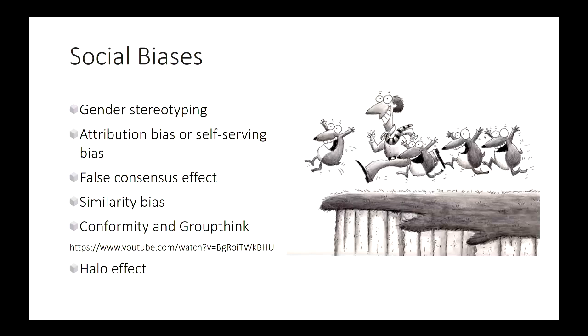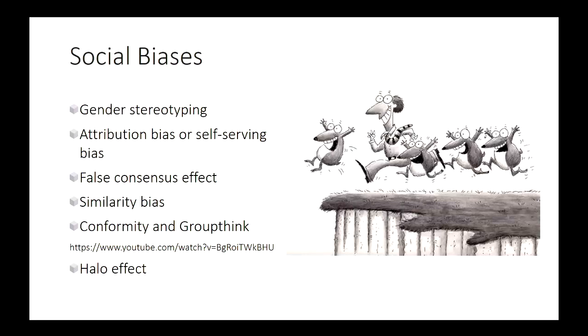"If I'd had better conditions, I would have done a better job." You blame it on the conditions, but you do the opposite for other people. If other people have been successful, you attribute that to their environment, and if they're failing, you attribute that to their own shortcoming. So that's attribution bias. False consensus effect is when you think that what you believe is what everybody believes. There's a consensus around what you believe.